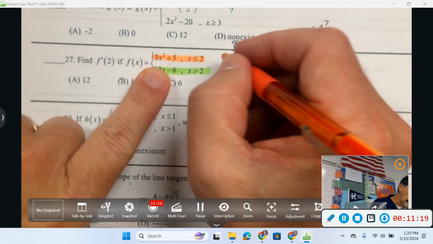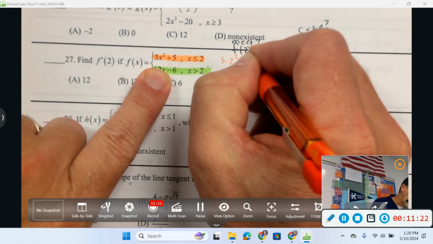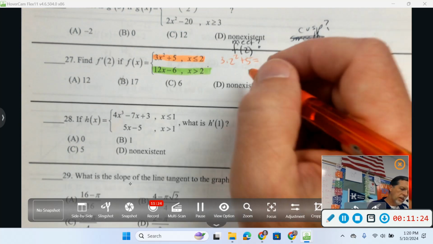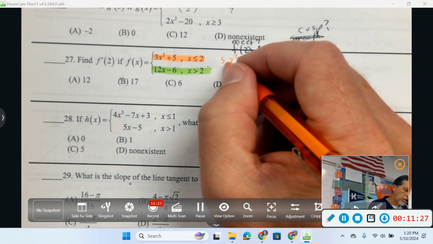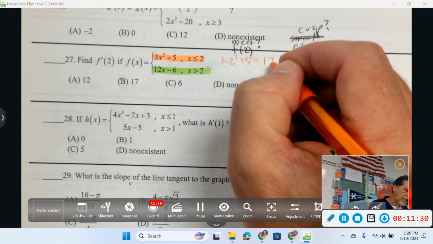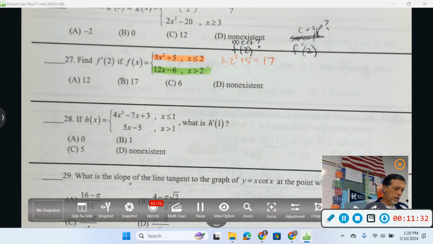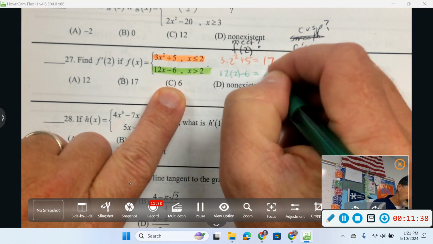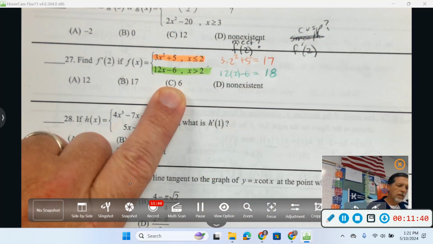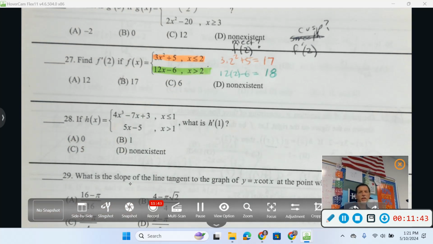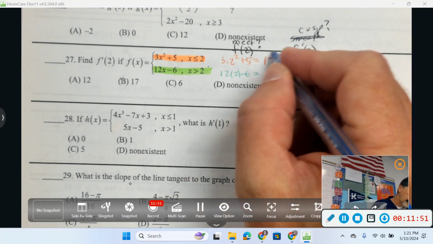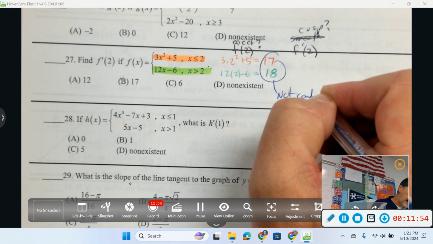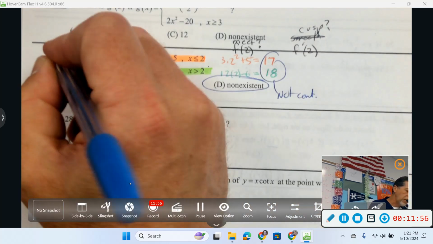Okay, so f of 2, that would be 3 times 2 squared plus 5. Let's see, so 3 times 4 is 12, plus 5 is 17. 12 times 2 minus 6 is 18. So those graphs don't even meet. There's a jump there. So it doesn't matter what their slopes are. They are not continuous. And if the function is not continuous, it can't have a derivative there.